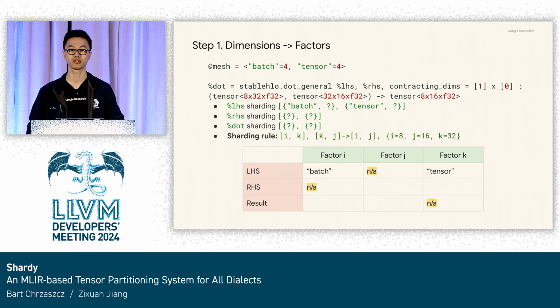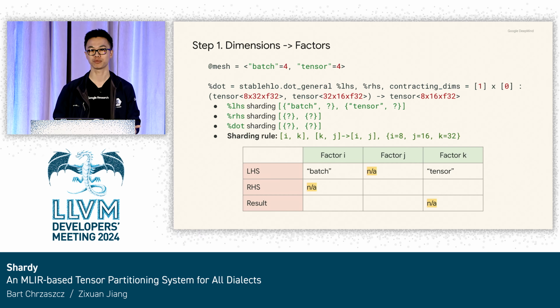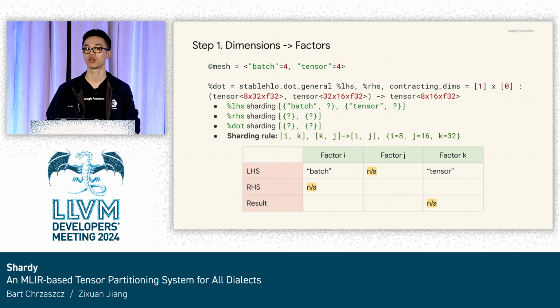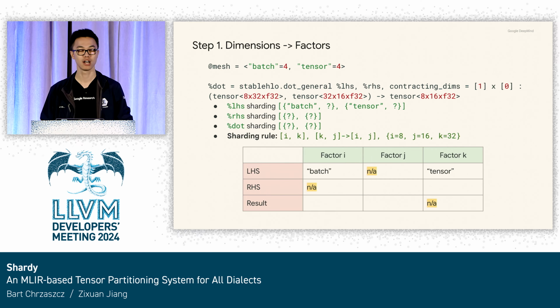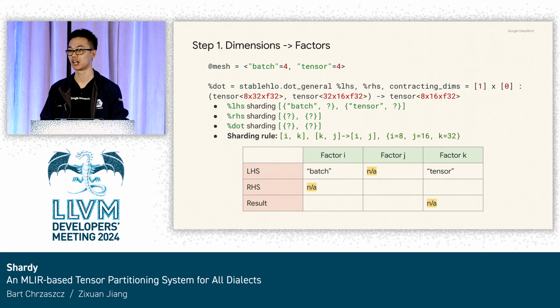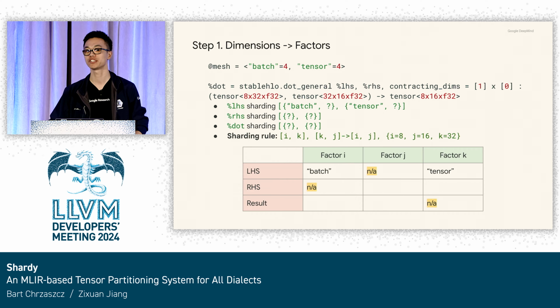With these sharding rules, we can project the shardings from the dimension space to the factor space, which in this example is quite simple. We have three factors, and since we only have the sharding axis in the LHS, we can just fill this table with the corresponding cells. Note that several tensors don't contain all the factors. For example, the LHS doesn't contain the RHS non-contracting dimension, which means factor J is missing in the LHS.